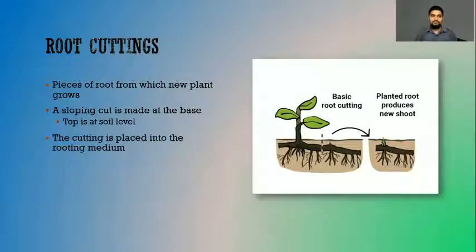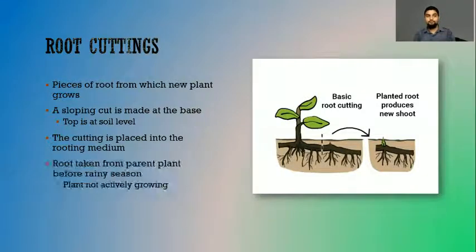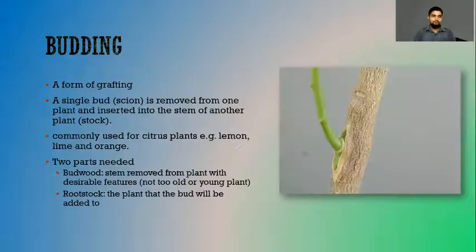The cutting is placed into rooting medium, just like how we place the stem into rooting medium. And the root is taken from the parent plant usually before the rainy season begins.